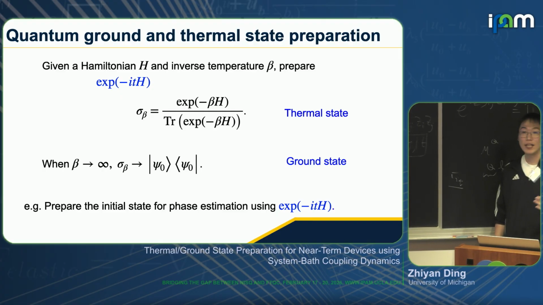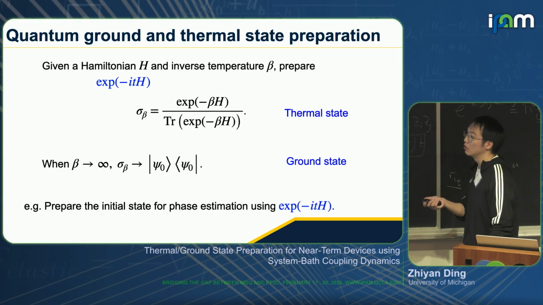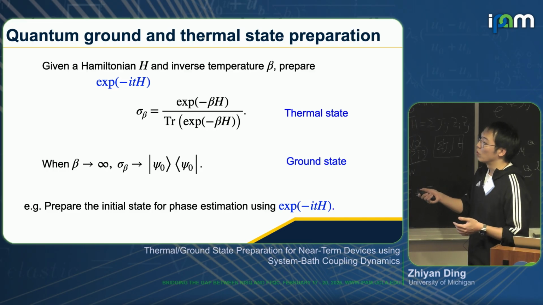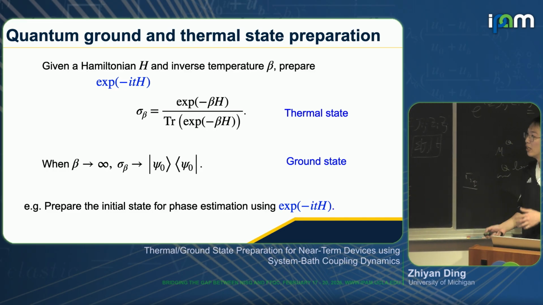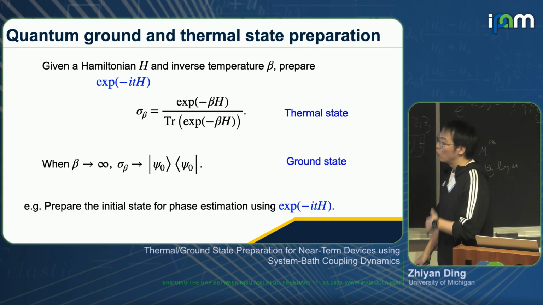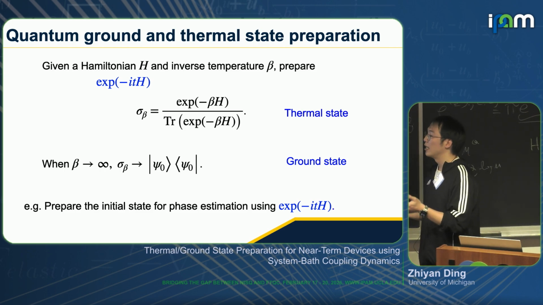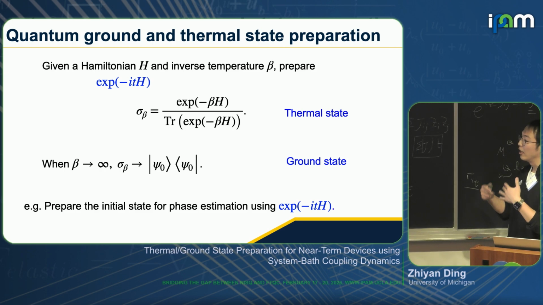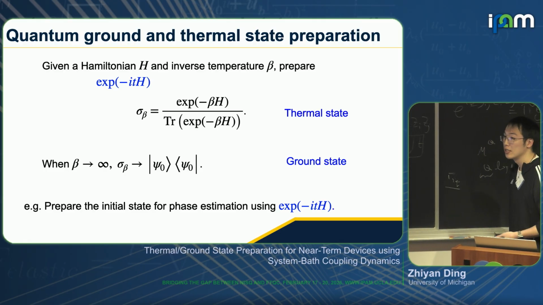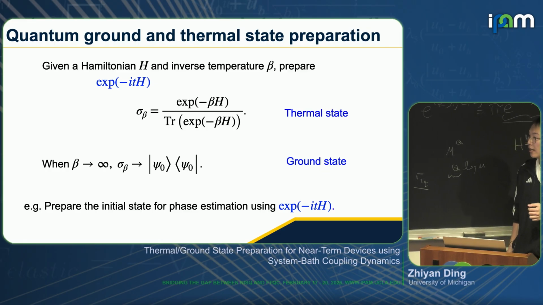If I let the temperature go to 0, this basically means beta goes to plus infinity, then this problem becomes the ground state preparation problem. Essentially, these two problems are closely connected with each other. One application of these problems is that it can help us prepare the initial state for phase estimation. And here the key is we only use Hamiltonian simulation, exponential minus iHt.